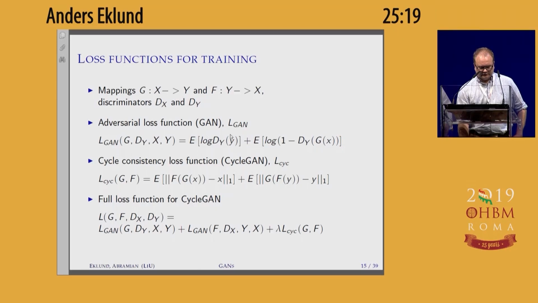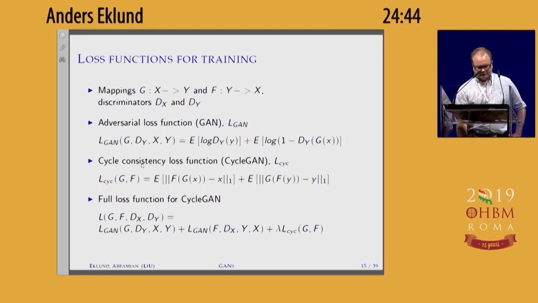So the adversarial loss function we can write like this: if the discriminator for Y gets an image from the Y domain, it should return 0 since it's a real image from the Y domain. If the discriminator receives an image that has been translated from the X domain, it should classify that this is a fake image and return 1, so that the sum here is 0. So this is the traditional loss function for training a GAN.